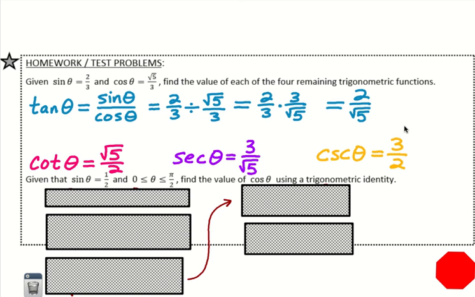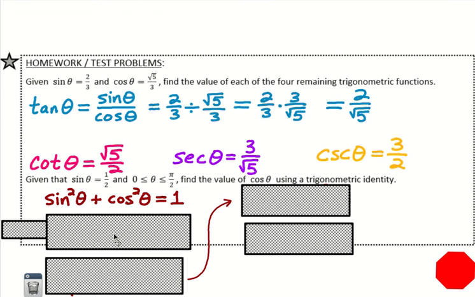Moving on to the final example, given that the sine of theta is 1/2 and that 0 is less than or equal to theta, which is less than or equal to pi over 2, find the value of cosine using a trig identity. So if you are given sine, how do we figure out cosine? By using that Pythagorean identity. Sine squared of theta plus cosine squared of theta equals 1. So this is where that can come in handy.